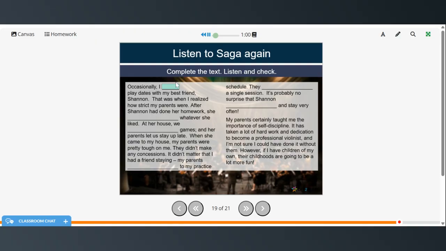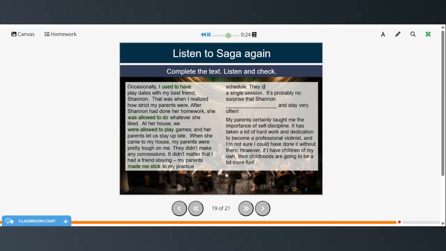Occasionally, I used to have playdates with my best friend Shannon. That was when I realized how strict my parents were. After Shannon had done her homework, she was allowed to do whatever she liked. At her house, we were allowed to play games, and her parents let us stay up late. When she came to my house, my parents were pretty tough on me. They didn't make any concessions. It didn't matter that I had a friend staying. My parents made me stick to my practice schedule. They didn't let me skip a single session.